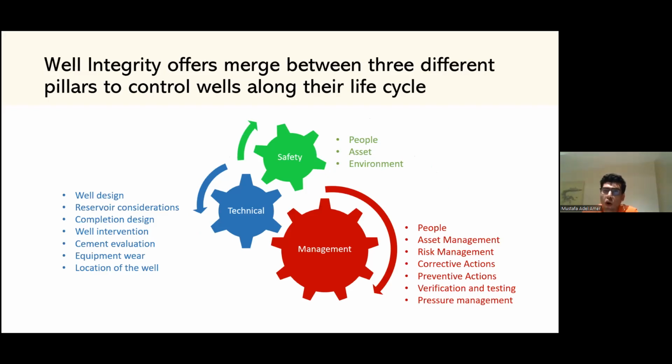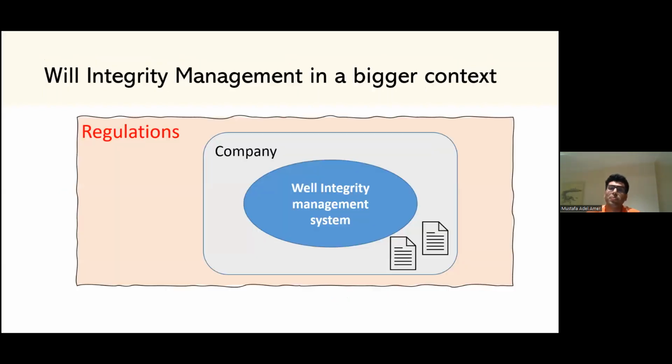Well integrity, as we said, offers a merge between three pillars to control the wells during the life cycle. It wants to control the safety of people, assets, and environment with technical knowledge about our wells, about our reservoirs, about our designs, and the management of roles and responsibilities of people that are involved in the system, asset management, risk management, corrective maintenance, and verification and testing of equipment. We put this all into a framework to end up assessing the status of the wells, the severity of risks, and the priority of fixing failures whenever we get them.